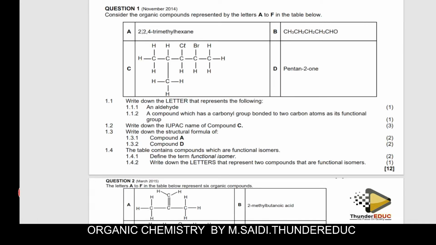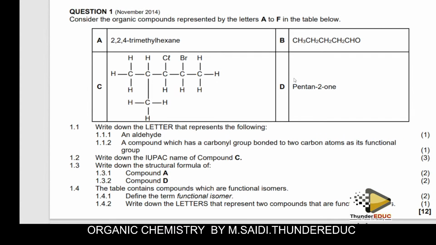I've organized some questions here. The first question is like this. They are saying, consider the organic compounds represented by letters A to F in the table below. You have A, B, C, and D. Write down the letter that represents number 1, the aldehyde.